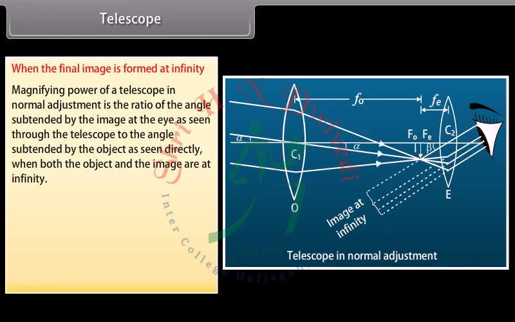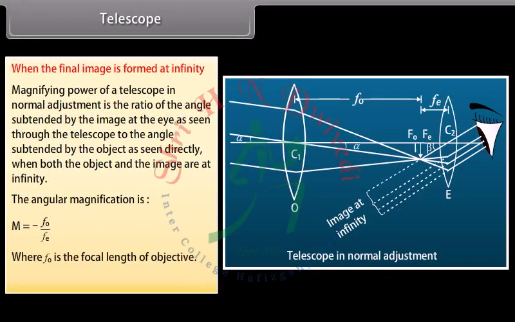Magnifying power of a telescope in normal adjustment is the ratio of the angle subtended by the image at the eye as seen through the telescope to the angle subtended by the object as seen directly, when both the object and the image are at infinity. The angular magnification is M is equal to minus FO by FE, where FO is the focal length of objective, FE is the focal length of the eyepiece.